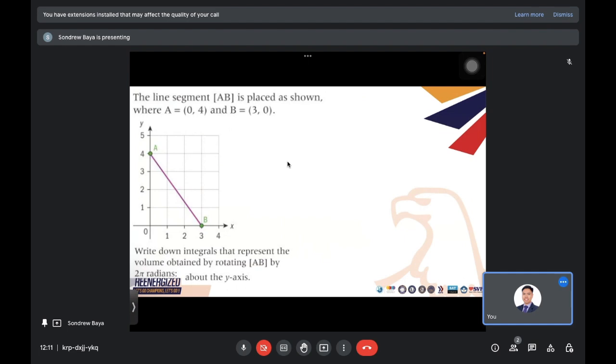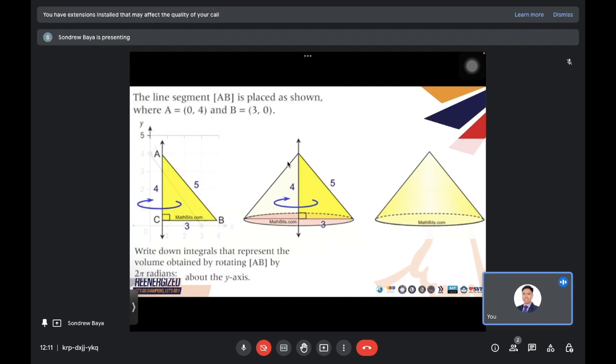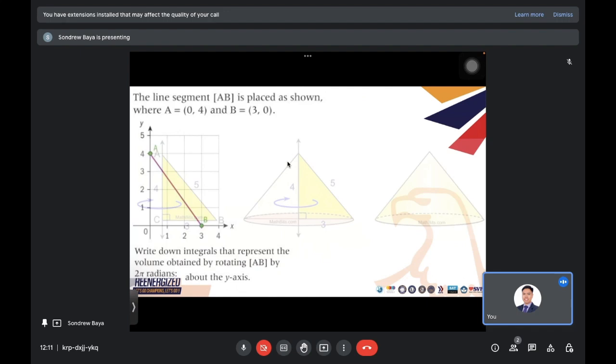Okay, let's proceed. So again here, we are to rotate it about the y-axis. Thus, it will give us this particular format. All right. So from here, we need to find the function. Now, unfortunately, we are not given the function. Thus, we have to derive it out from the graph.